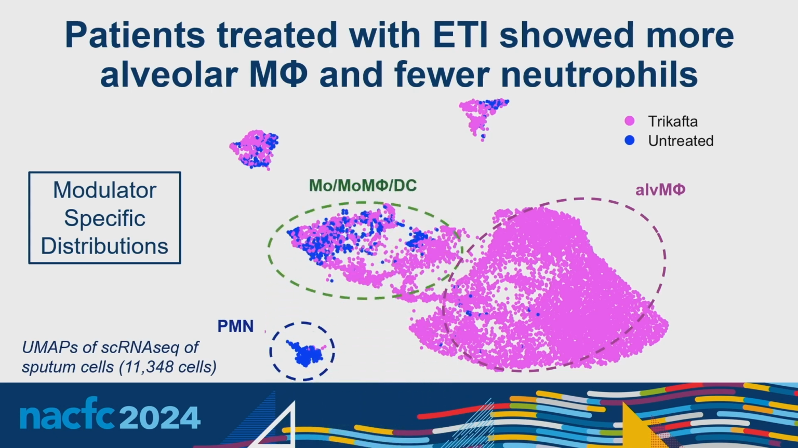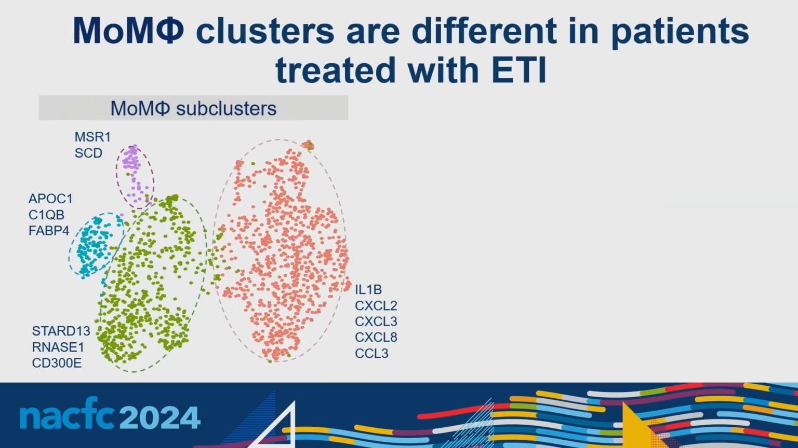Moreover, regarding monocytes and monocyte macrophage cluster, we identified 4 distinct subclusters of monocyte macrophages, in which 3 of them showed increased expression of genes that are associated with inflammation resolution, cell survival, and host defense, such as MSR1, ApoC1, C1QB. On the other hand, 1 cluster showed increased expression of genes that are associated with inflammation, such as IL-1 beta, CXCL2, 3, 8, CCL3.